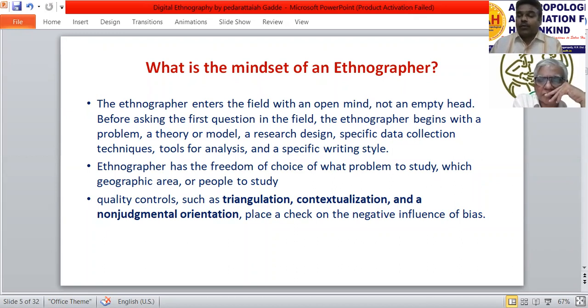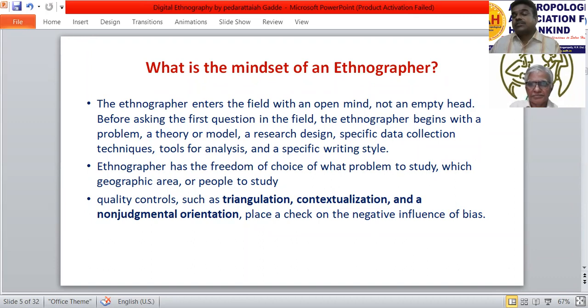So we should not carry ethnocentric attitudes, thinking which is a greater culture, which is a good culture, which is a bad culture. No, that kind of judgmental attitude we should forsake. An ethnographer's mindset is non-judgmental.